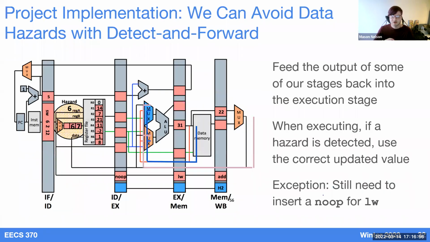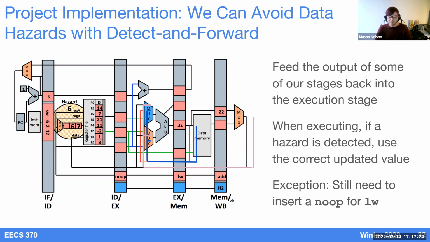All right. So the final trick that we have is called detect and forward. And if we look at our pipeline diagram, we have all these pipeline registers, which will hold these intermediate values for us as they propagate through the pipeline. We figure that we can just take those and draw some wires to go back to the ALU muxes and send them to whatever calculation the next instruction is going to make.